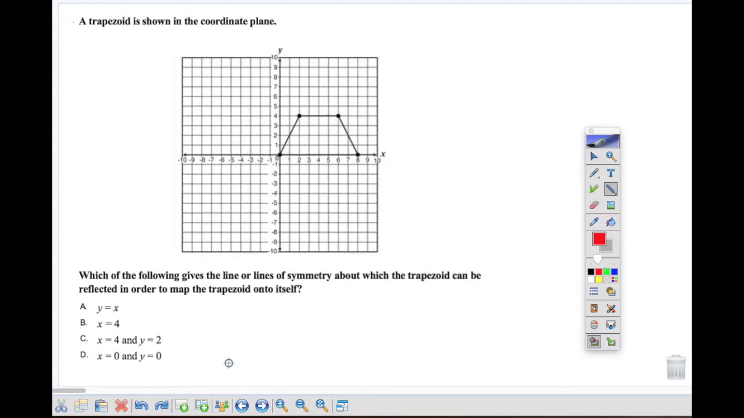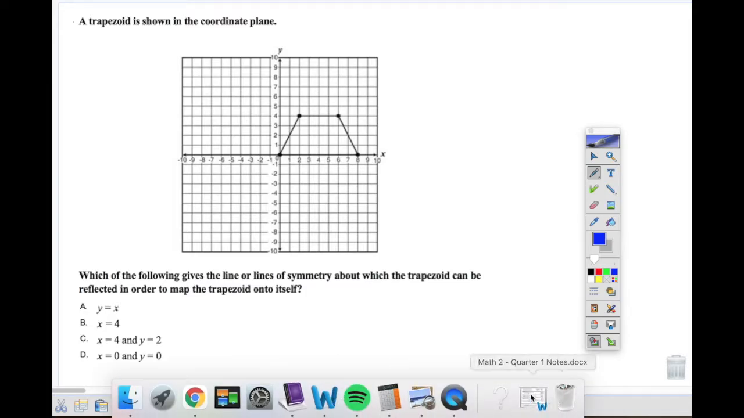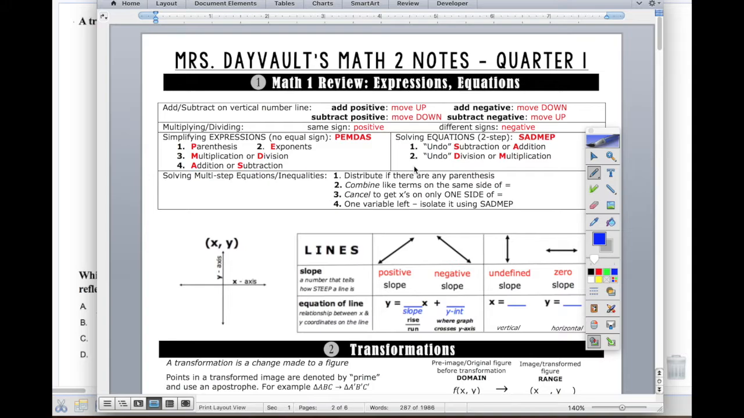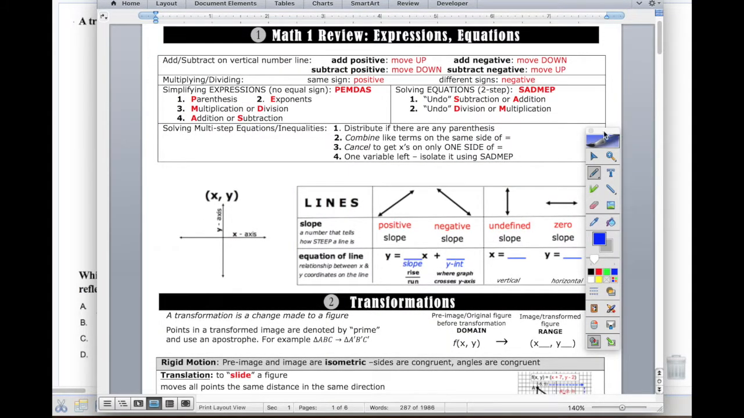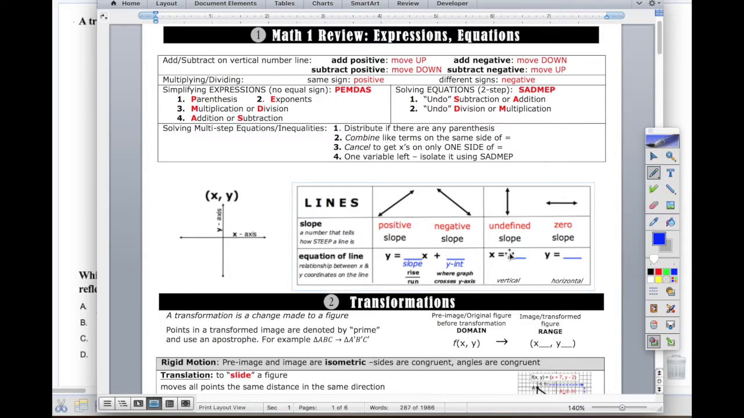It's important that you know your equations of lines, which is why we spend a little bit of time at the beginning reviewing our equations of lines. It's important that you know your horizontal and vertical lines especially. This is back in the first section here. So it's very important that you know that x equals a number is a vertical line. Y equals a number is a horizontal line. You need to know your positive and negative slopes as well.